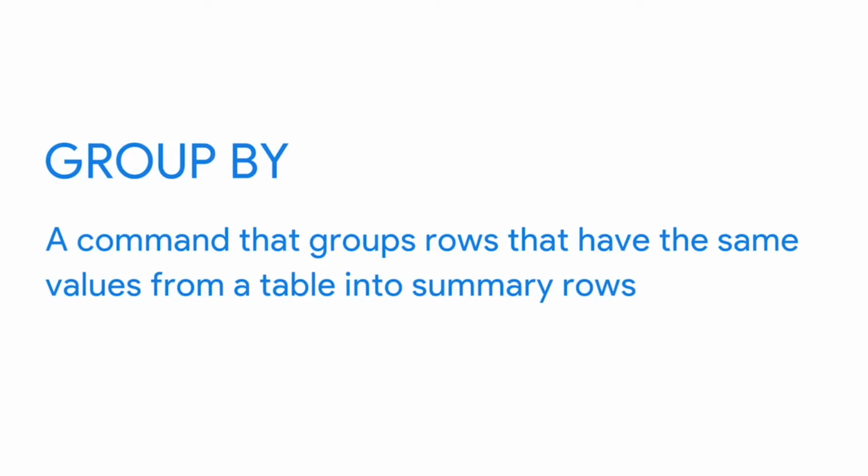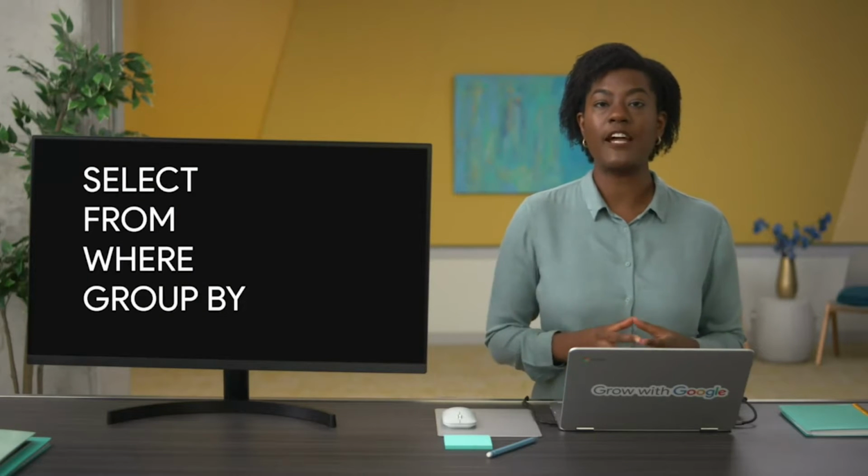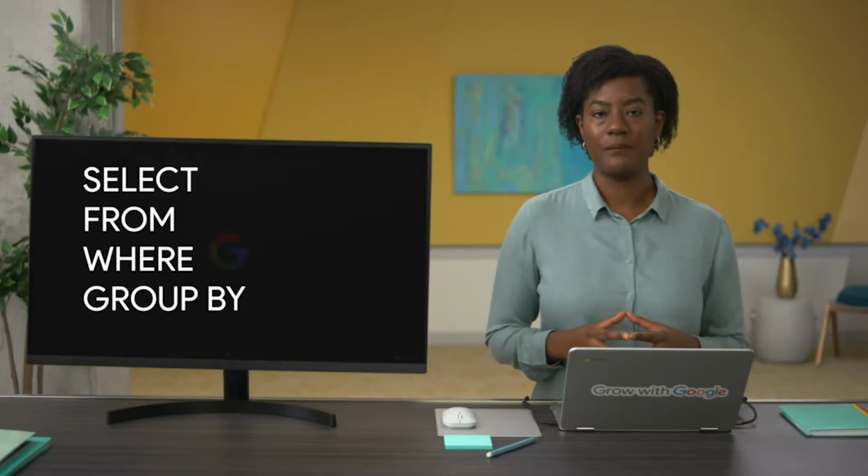in a table. Let's explore the group by command first. Group by is a command that groups rows that have the same values from a table into summary rows. The group by command is used with select statements. In a basic select from or select from where query, group by comes at the end of the query. All right. Let's try using group by.